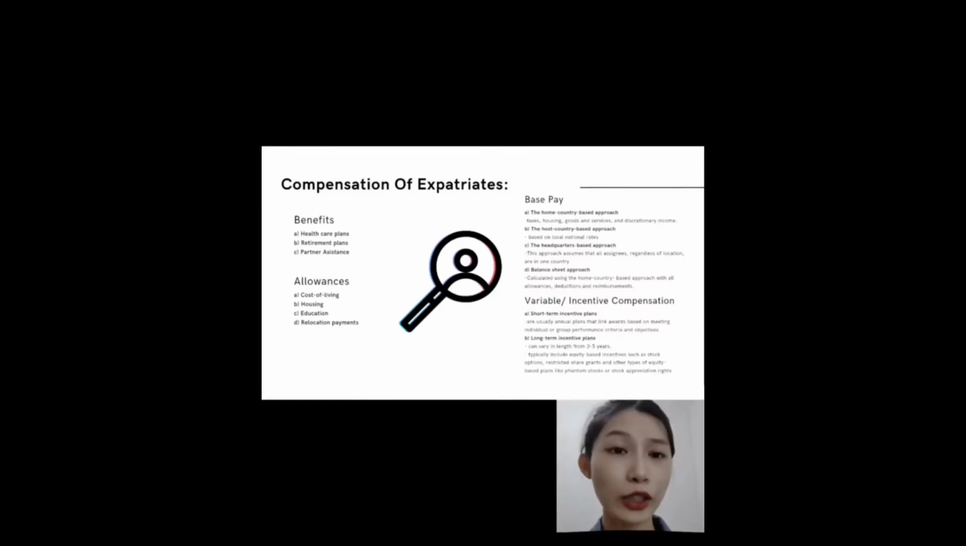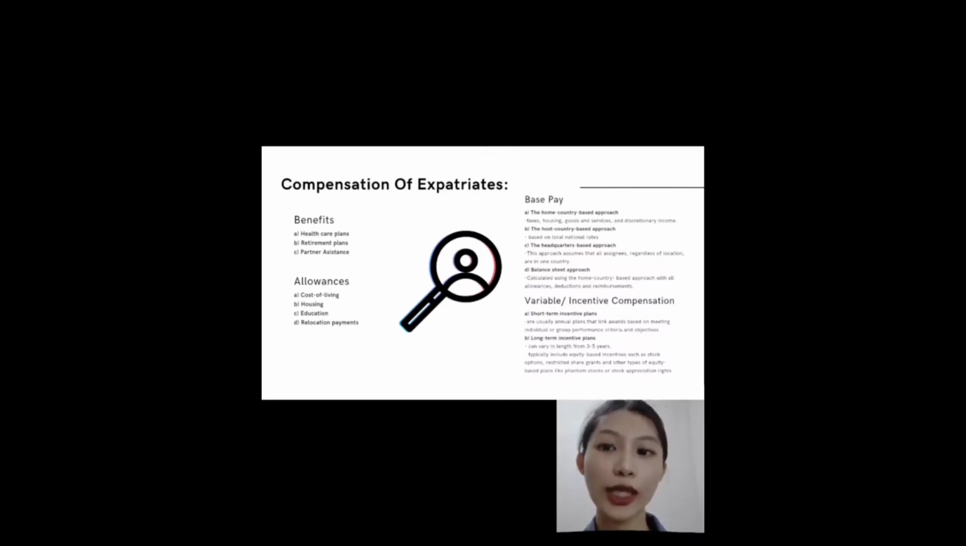To manage expatriates, the company needs to determine the compensation package depending on the host company. The first one is base pay. The company will take one of the following approaches to establish base salaries for expatriates. The first approach is the home country based approach. It is broken down into 4 general categories, which are tax, housing, goods and services, and discretionary income.